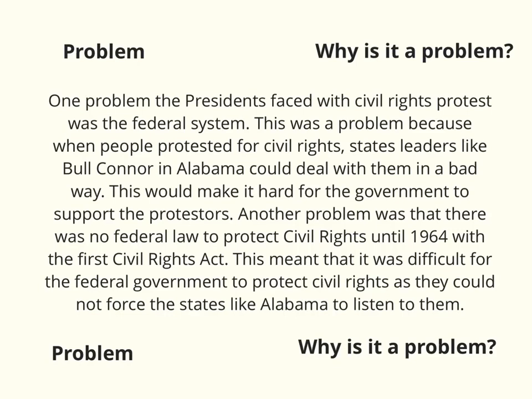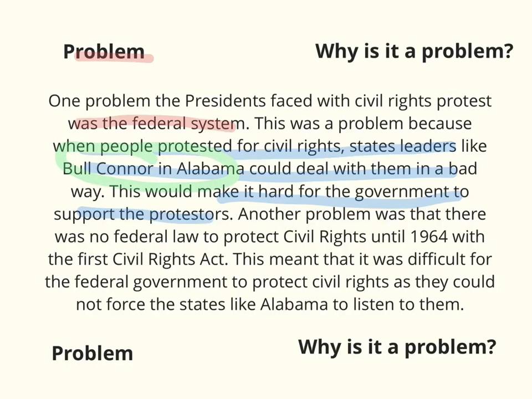So first thing we do is we identify the problem. So the first problem is the federal system, clearly identified using the words of the question. Then you need to describe why it's a problem. So it's a problem because states leaders like Bull Connor could deal with the protesters in a bad way, which makes it hard for the government to support the protesters. You'll notice as well that by mentioning Bull Connor in Alabama, I'm using an example in my description, which is a really good way of including your evidence.